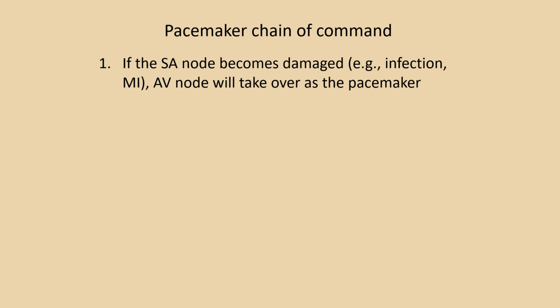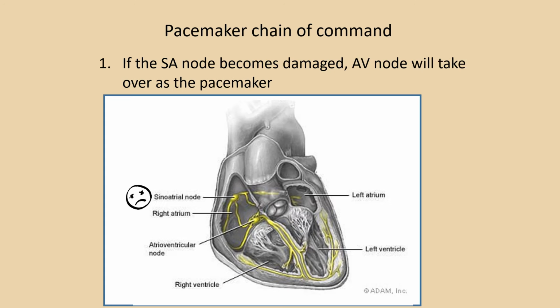So there's this pacemaker chain of command in your heart, and it's based on the intrinsic rate of firing of each of these components of the intrinsic conduction system. The SA node, as I mentioned earlier, has the fastest rate of firing, about 100 beats per minute, and this is why it's the pacemaker. All the other components follow its lead, so to speak. And if the SA node becomes damaged, the AV node will take over as the pacemaker.